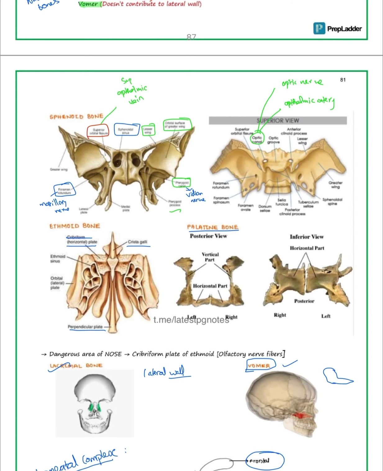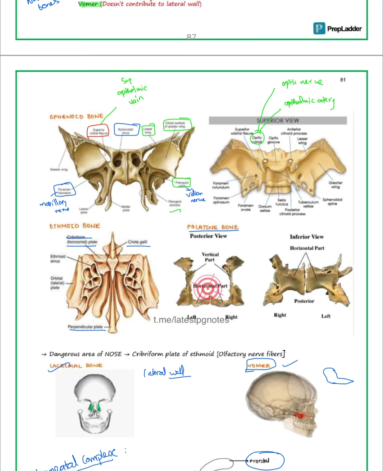Sphenoid bone, this is the superior view. It resembles a bat or a bird. Next is the lesser wing, this is the greater wing. This is the ethmoid bone, this is the perpendicular plate. Then here is the cribriform plate. Okay, then there are many air cells, the ethmoid sinus is present.